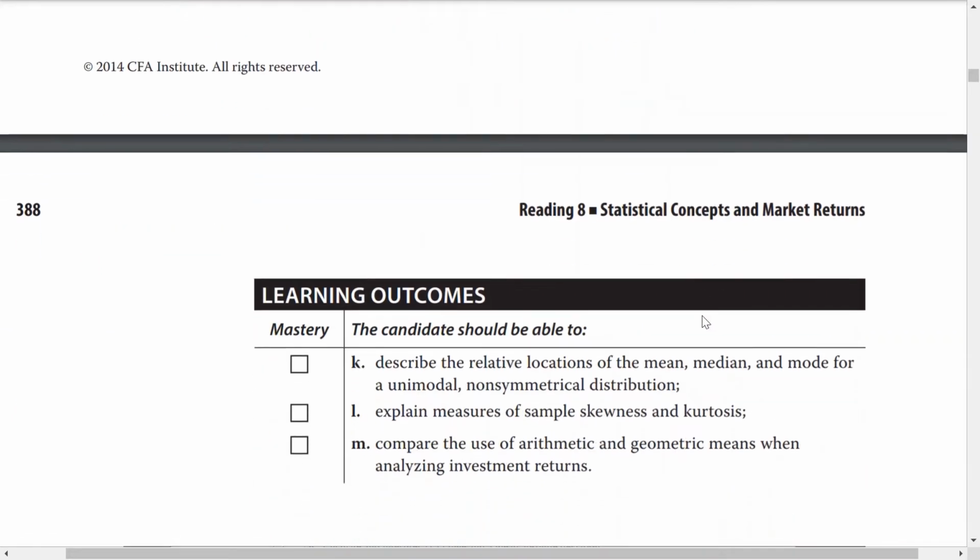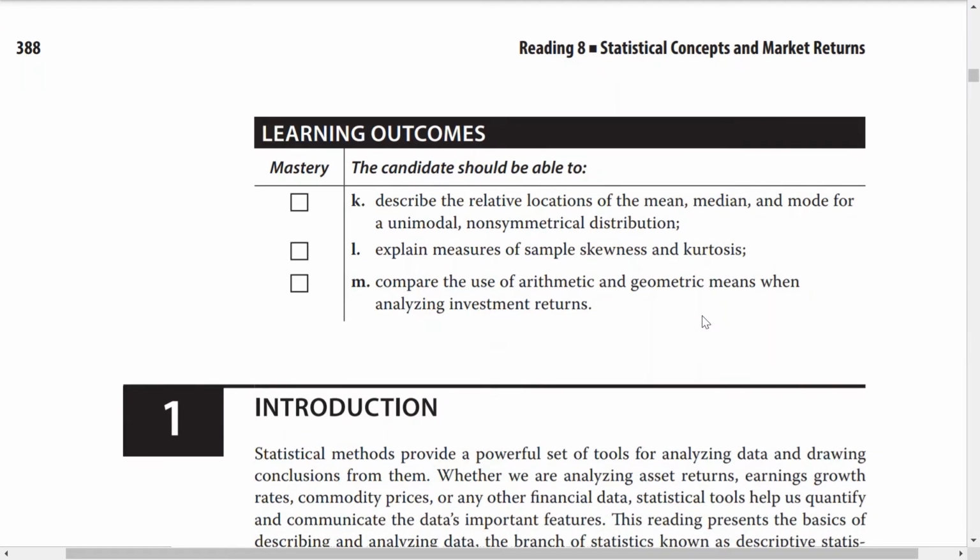Learning outcomes. The candidate should furthermore be able to describe the relative locations of the means, medians, and modes for a unimodal, non-symmetrical distribution, and explain measures of sample skewness and kurtosis. Compare the use of arithmetic and geometric means when analyzing investment returns.